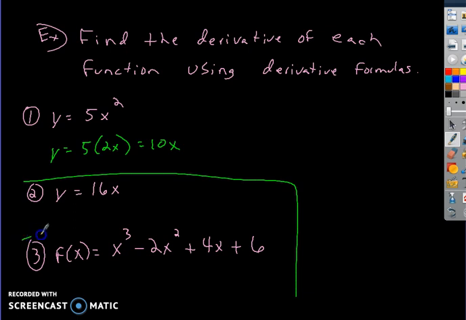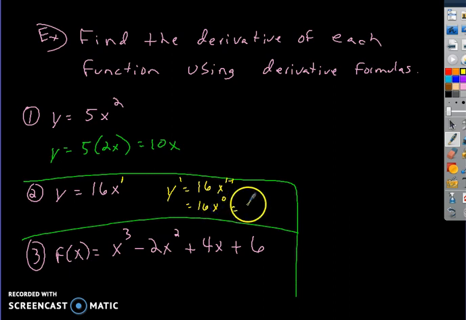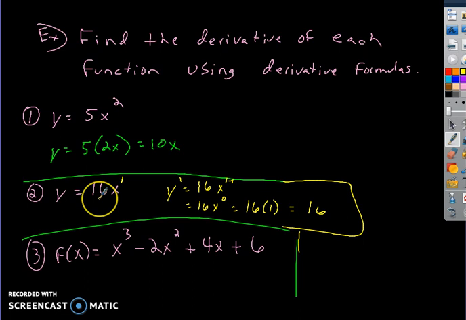The second one says find the derivative of 16x. So y prime would equal, the exponent here is 1, so 1 times 16 is 16. Subtract 1 from 1 gives you 0. It gives you 16x to the 0. You should know at some point that x to the 0 means 1. It means 16 times 1. Or more simply, it equals 16. So if you see the derivative of a linear function, it's just going to be the coefficient.